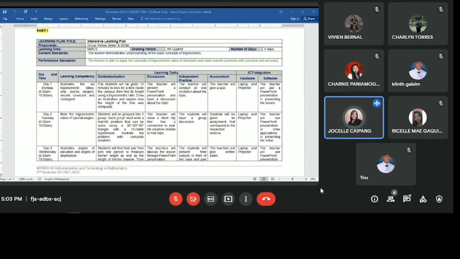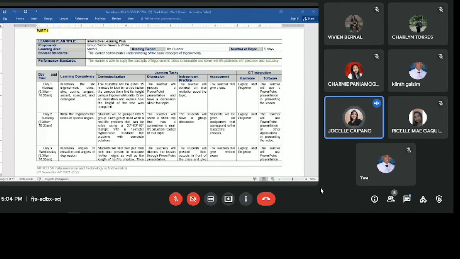So for the discussions, the teacher will present a PowerPoint presentation and have a discussion about the topic. The students will have an independent practice, which is an oral recitation about the topic. For the assessment, the teacher will give a quiz. For the ICT integrations, in the hardware part, the teacher will use laptop and projectors. In the software, the teacher will use PowerPoint presentations in presenting the lesson.